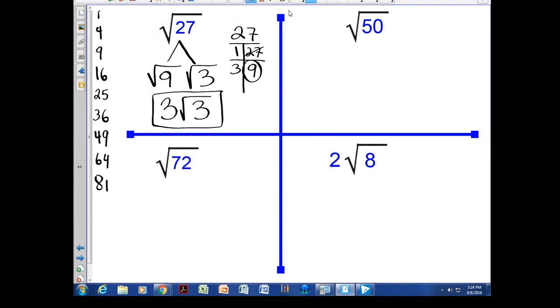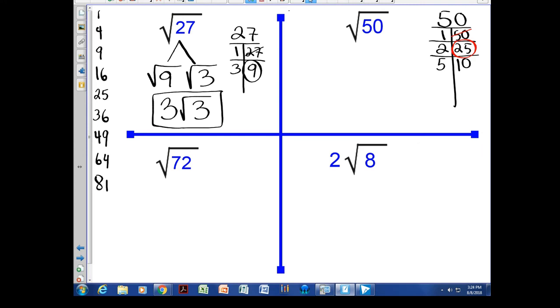Let's try the next one, the square root of 50. I already have my square numbers written, so I just need the factors of 50. 1 times 50, 2 times 25, 3 is not a factor, 4 is not a factor, but 5 times 10 is. Well, those are my factors of 50. I'm going to start from the biggest to the smallest. Well, 50 is not a square number, but 25 is.